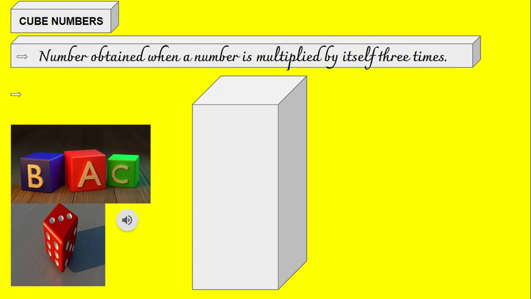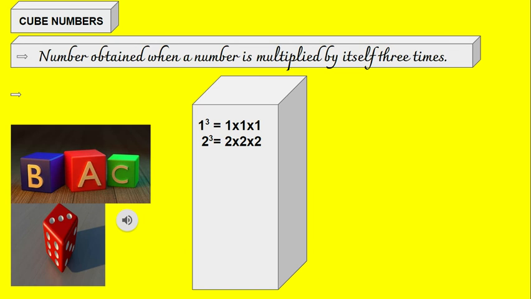Okay, so let us look at the cubes of the first few numbers. So 1 cube is what? 1 cube is equal to 1, that is 1 into 1 into 1. Similarly, 2 cube is what? 2 into 2 into 2.